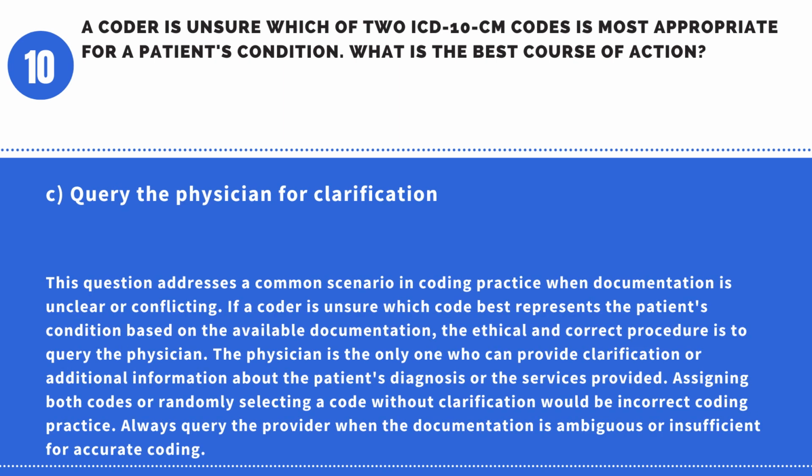Answer C. Query the physician for clarification. This question addresses a common scenario in coding practice when documentation is unclear or conflicting. If a coder is unsure which code best represents the patient's condition based on the available documentation, the ethical and correct procedure is to query the physician. The physician is the only one who can provide clarification or additional information about the patient's diagnosis or the services provided. Assigning both codes or randomly selecting a code without clarification would be incorrect coding practice. Always query the provider when the documentation is ambiguous or insufficient for accurate coding.